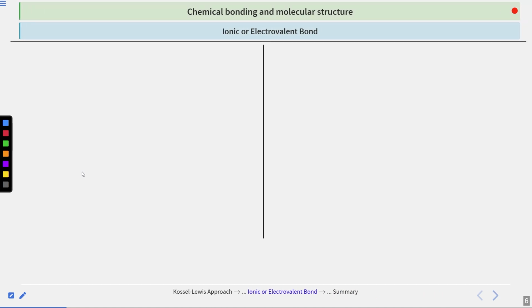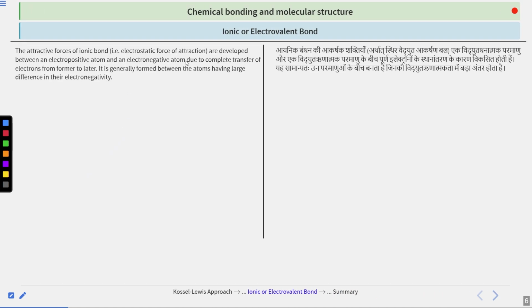Next is ionic or electrovalent bond. An ionic or electrovalent bond is formed when elements have a high electronegativity difference. So if one element is highly electropositive and the other is highly electronegative, then they form this kind of bond, which is an ionic bond, in which there is complete transfer of electron. Okay, so how is it formed?